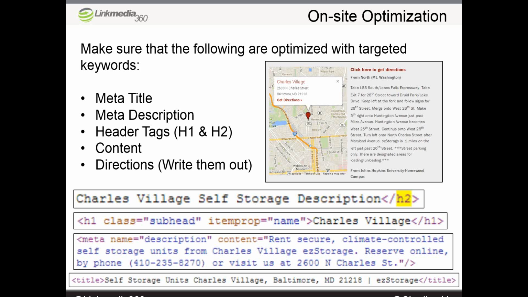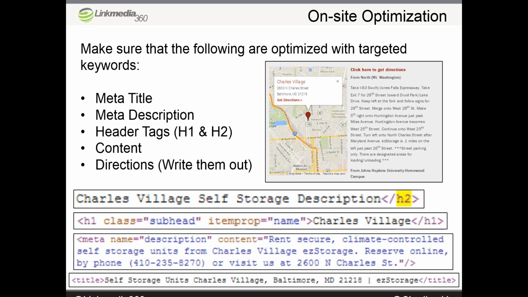The next is related to on-site optimization: meta titles, meta description, your header tags, the content on your website, and then directions. Again, I've already mentioned this previously, but the screenshots give you an idea of what those look like. So for this particular client, we filled out the directions on the location page. We included from the north, we included from Johns Hopkins University. Again, the reason it's important to include those landmarks is when Google is crawling this website and they see the term Johns Hopkins University, they really tie that down to a specific location.